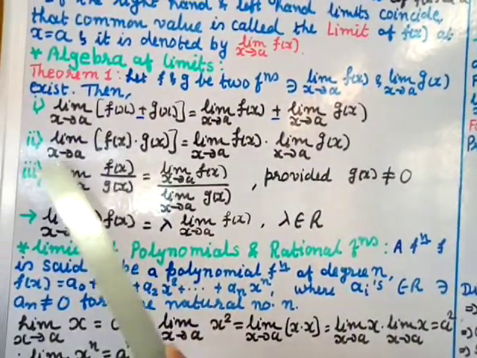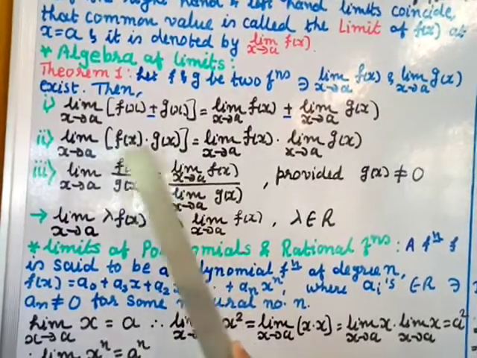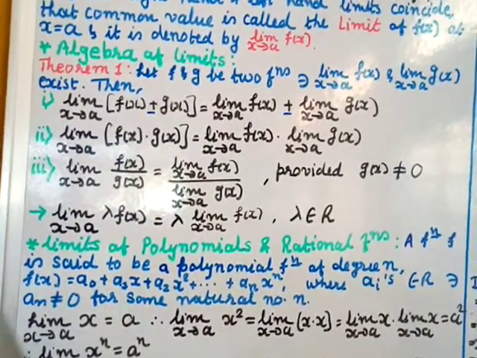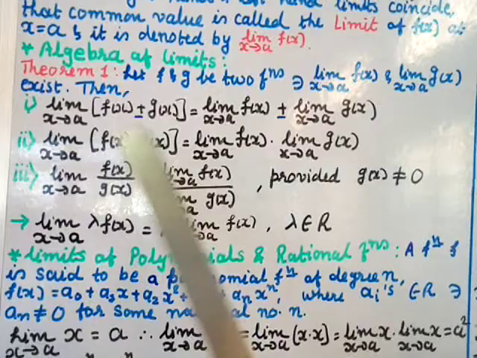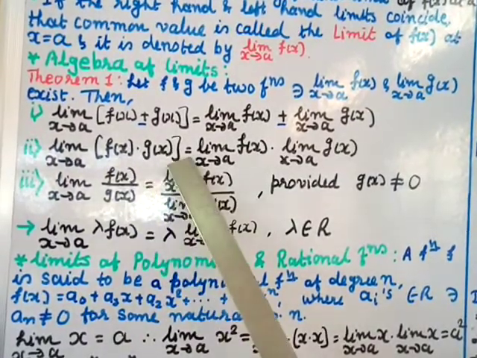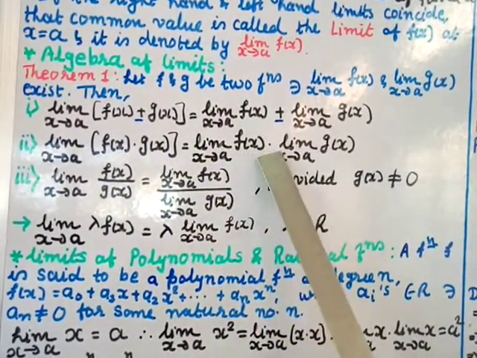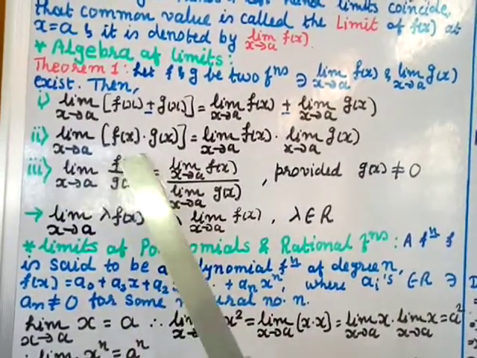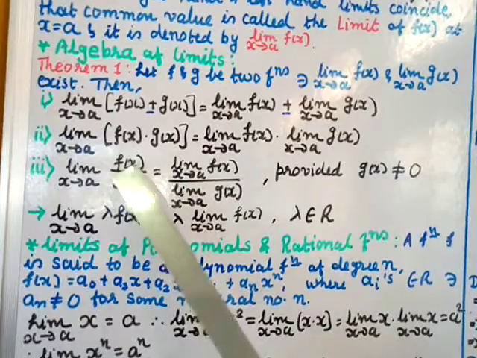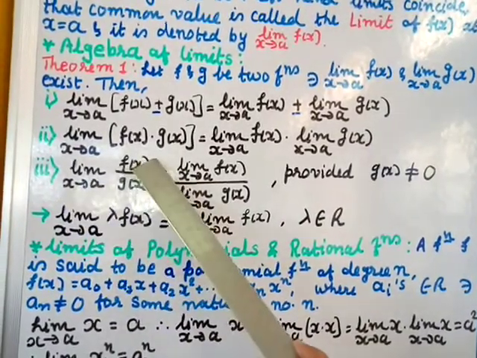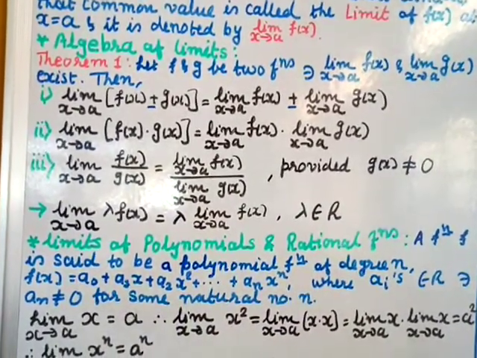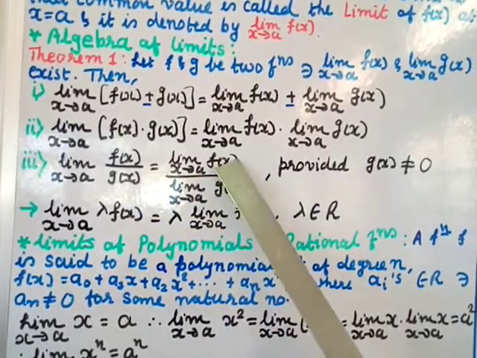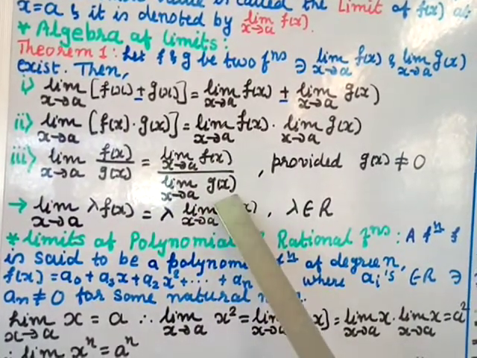Number 2, limit x tends to a f(x) into g(x). Now if there is a product of two or more functions, then the limit is given to all the individual functions separately. So here you can give equal to limit x tends to a f(x) into limit x tends to a g(x). Number 3, limit x tends to a f(x) by g(x). This is like a quotient. So here limit is given to the numerator and denominator separately.